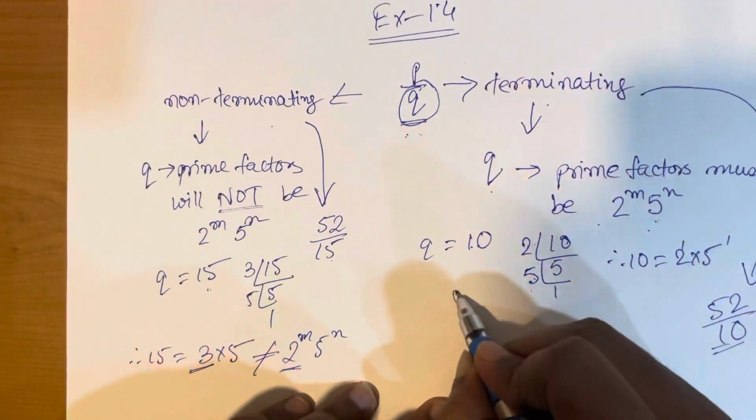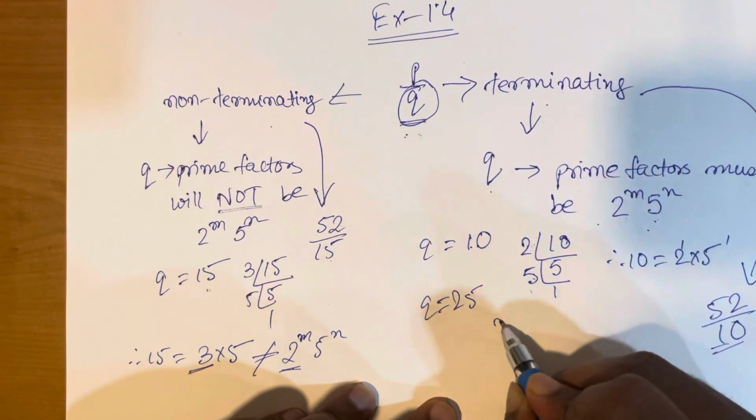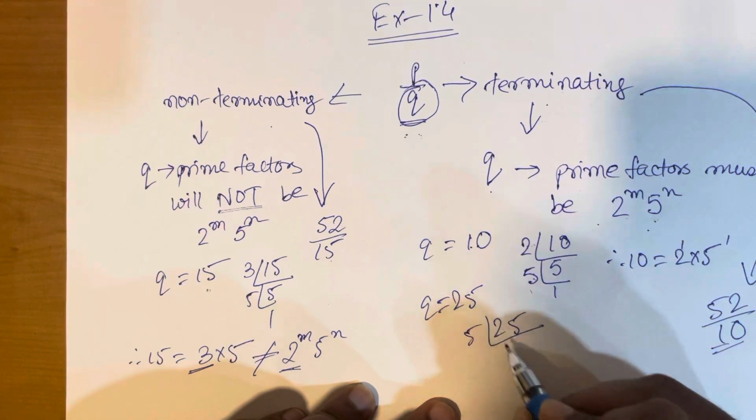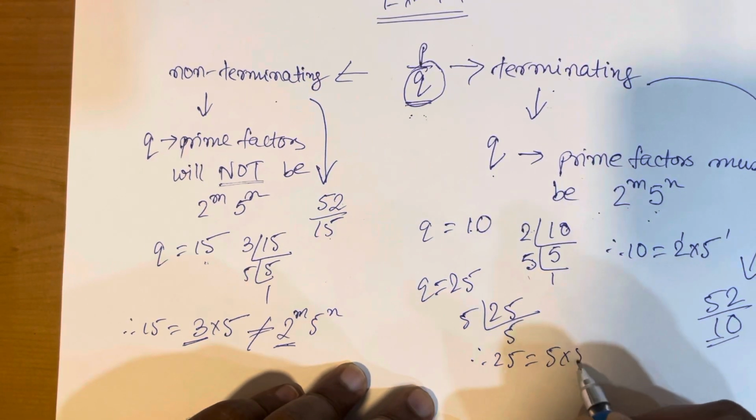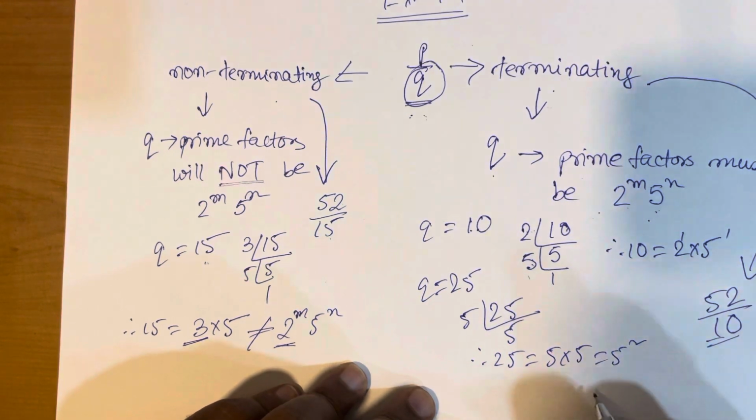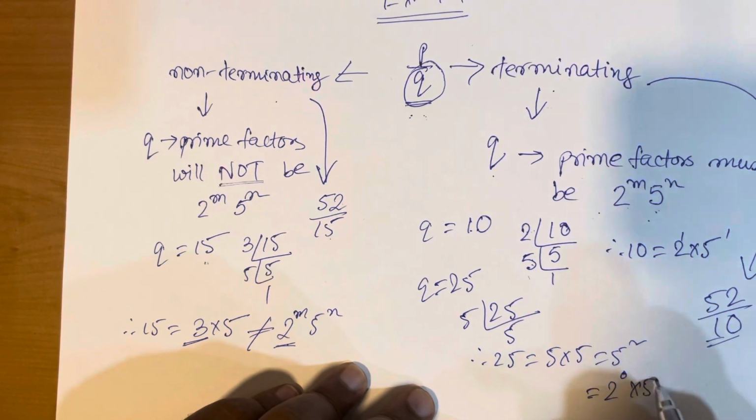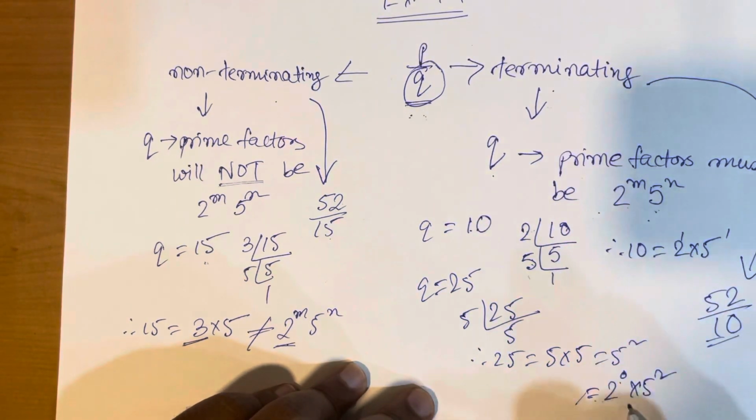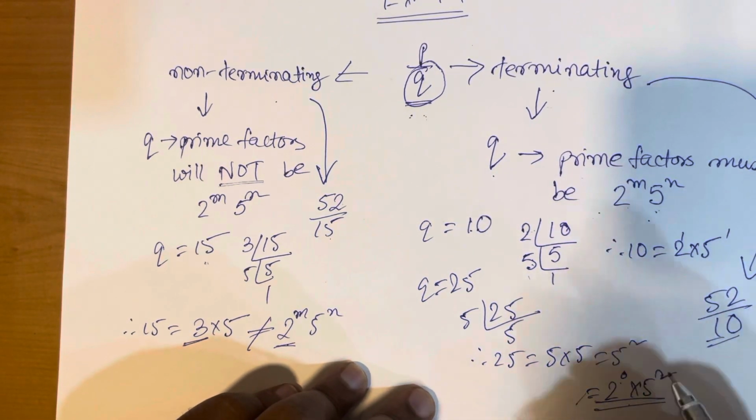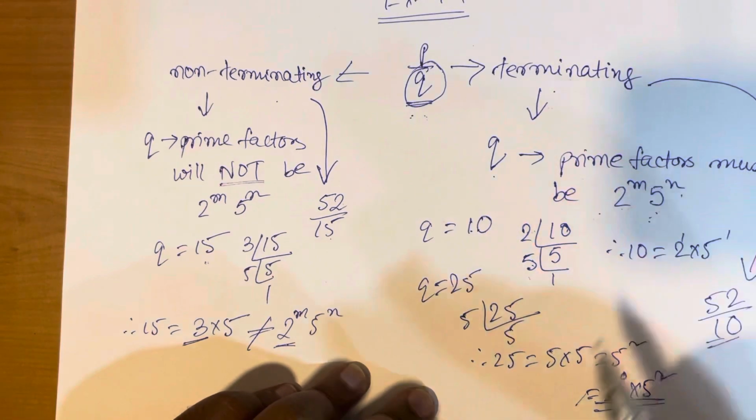For example, 25. If q is 25, then 5 fives are 25. So we can write therefore 25 is equal to 5 into 5, that is 5 squared. So it is of the form 2 to the power 0 into 5 to the power 2. 2 to the power 0 is 1. So 1 into 5 to the power 2. So this is of the form 2 to the power m into 5 to the power n.